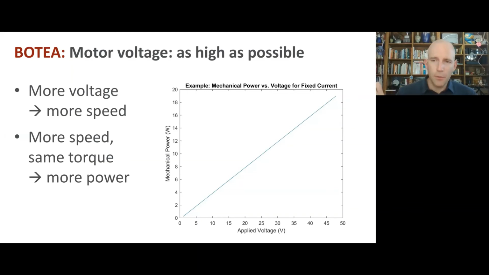And eventually, the reason that we wouldn't pick some infinitely high voltage is that as we ramp it up, we run into some other problems. With these brushed DC motors that we're using in this project, eventually we're going to start to damage the brushes. That starts to happen pretty quickly.